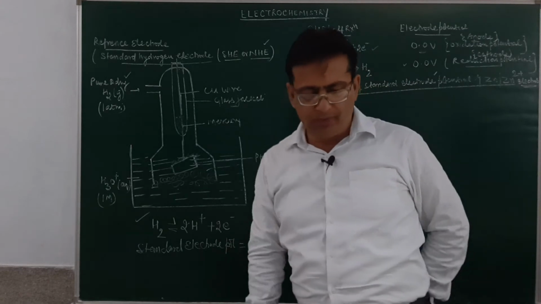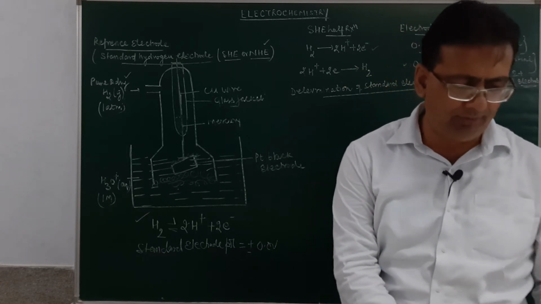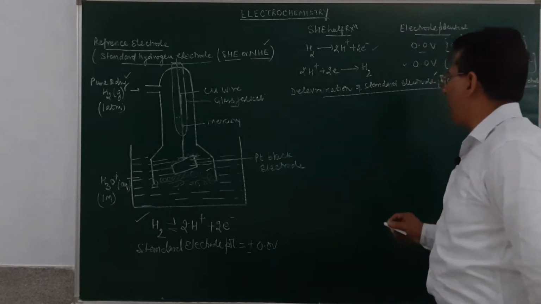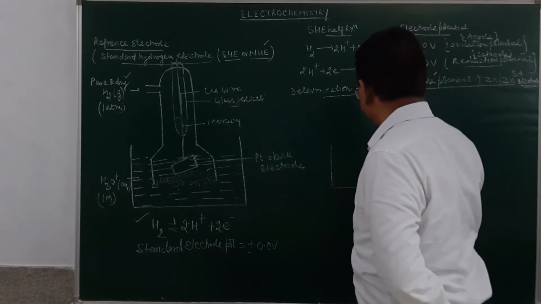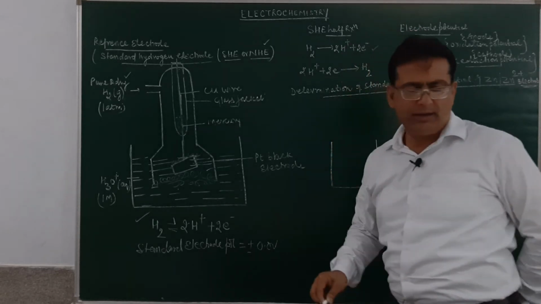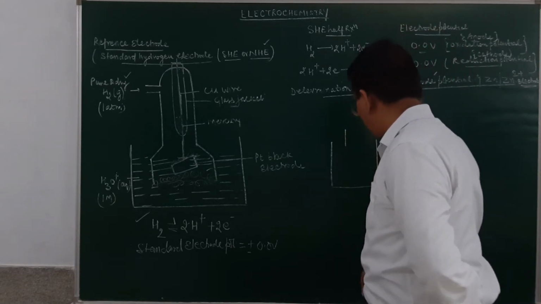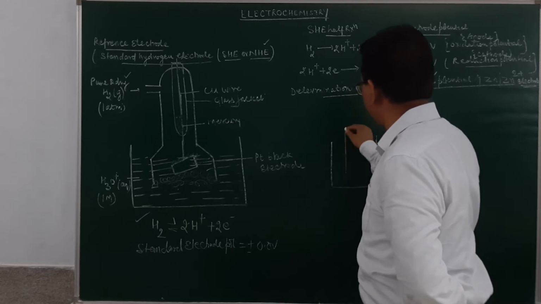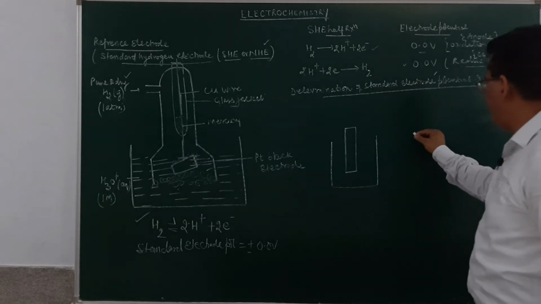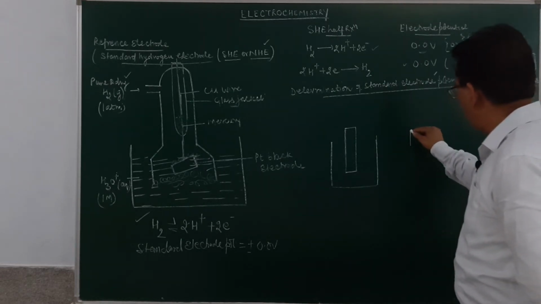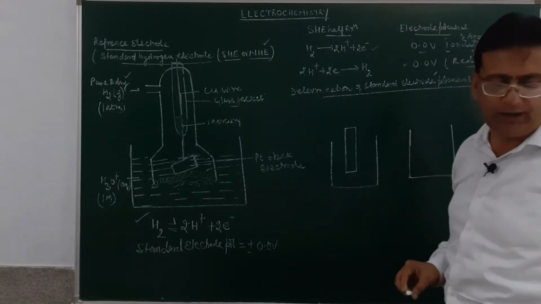Now, what will we do? We will construct a galvanic cell in which one electrode will be a zinc electrode and the other electrode will be the hydrogen electrode. So how will we find out the electrode potential of this? We will take a half cell. In this half cell, we will have a zinc electrode. Then we have another half cell in which we have the hydrogen electrode.